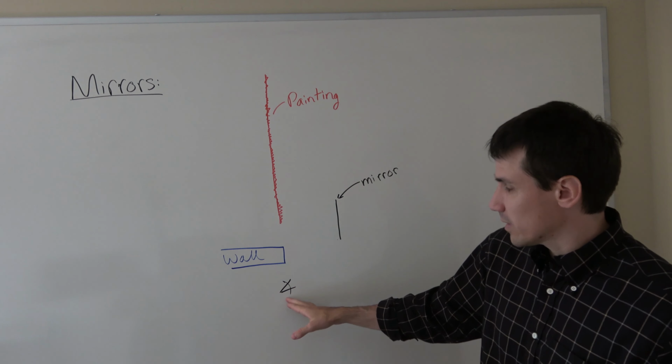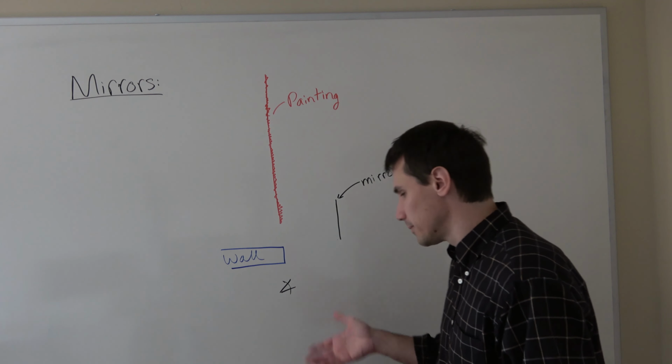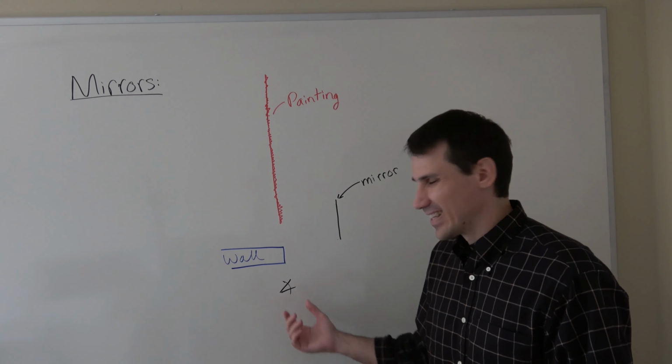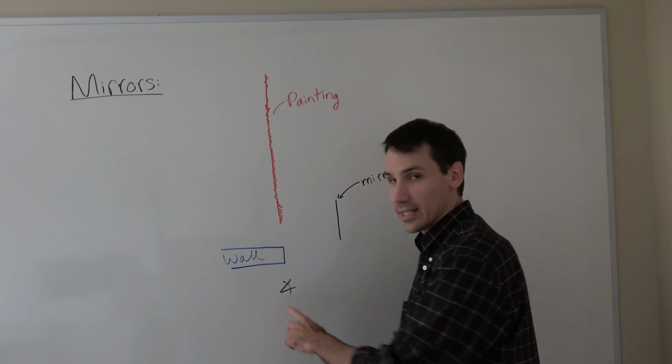We have U, this is our kind of universal symbol for an observer. It's supposed to look kind of like an eye. There you go. That's the easiest way to remember what this symbol is. It's our universal symbol for an observer. So you can imagine you are standing here.